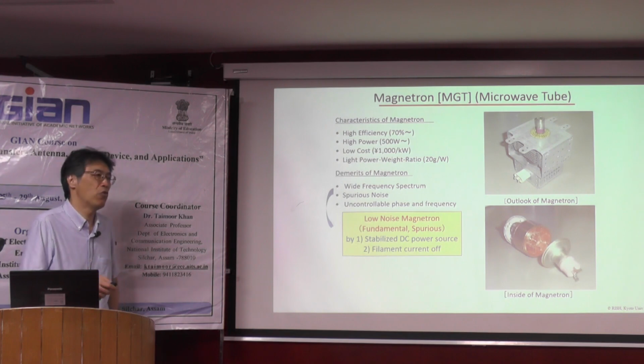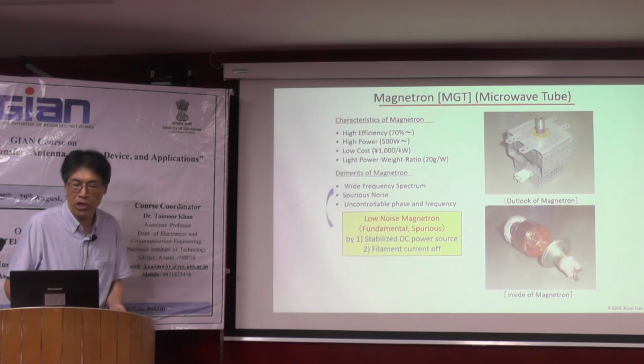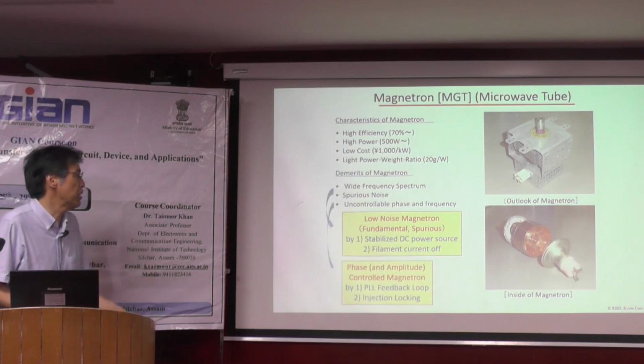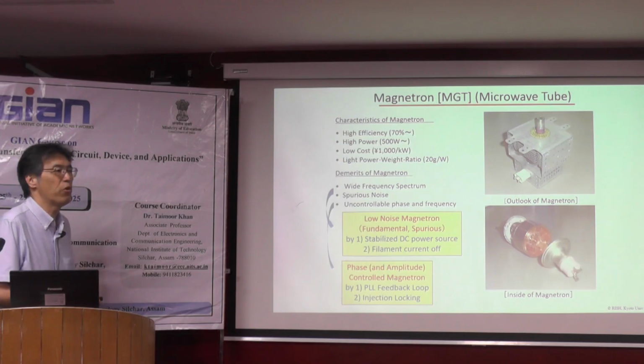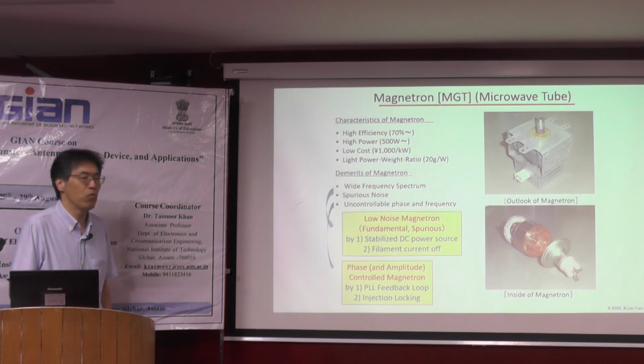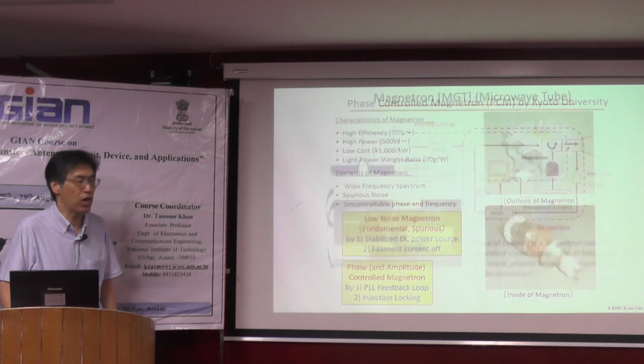Originally, William Brown, please go back to the 60s, proposed the phase control magnetron. He named it a magnetron amplifier in the 60s. And we learned a lot from William Brown's technology, and as a result, we added new technology to this magnetron amplifier named by William Brown. We succeeded in developing the phase and additionally amplitude control magnetron with the help of a PLL feedback loop and injection locking. I'll explain the detail tomorrow.